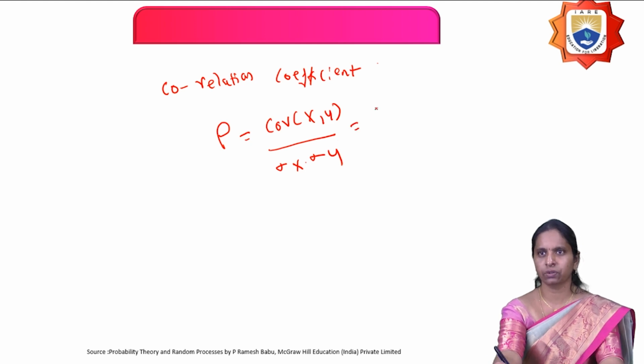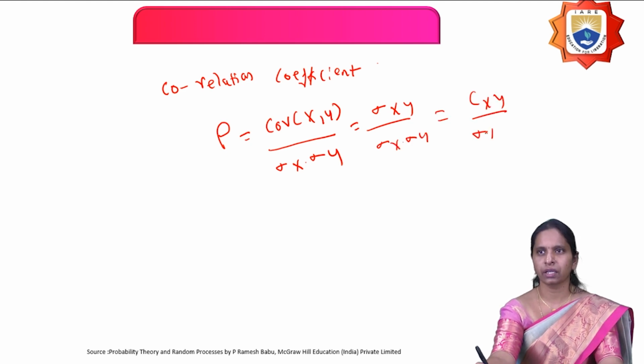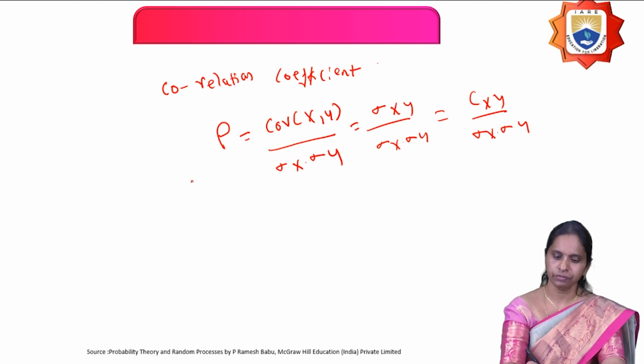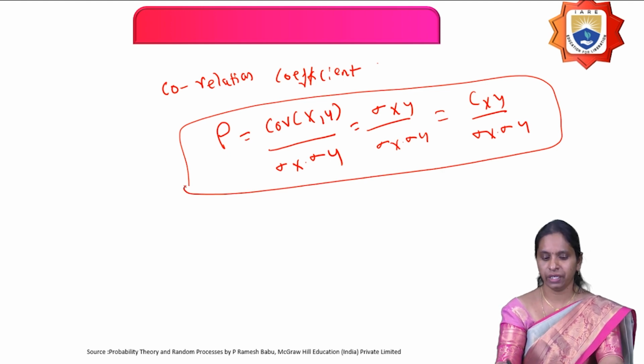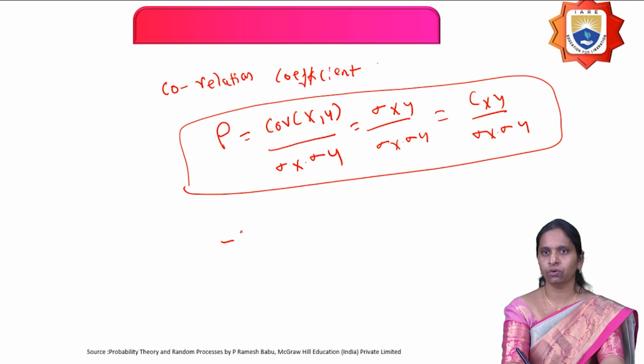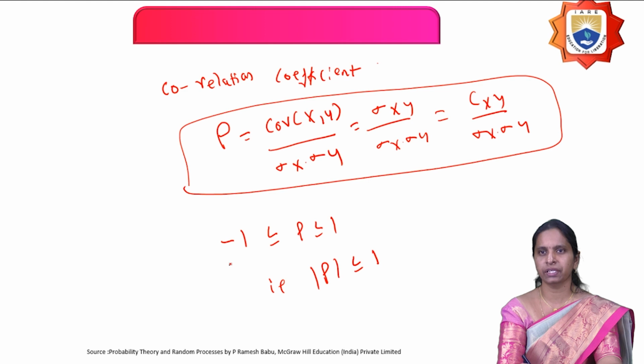Whereas what is the other representation for covariance? Sigma xy. So sigma xy by sigma x into sigma y, or else cxy by sigma x into sigma y. And therefore this is the correlation coefficient formula. And always remember that this correlation coefficient is always from -1 to 1. That is, the absolute value of the correlation coefficient is less than or equal to 1. Or else we can say the minimum value of the correlation coefficient is -1 and the maximum value is equal to 1.